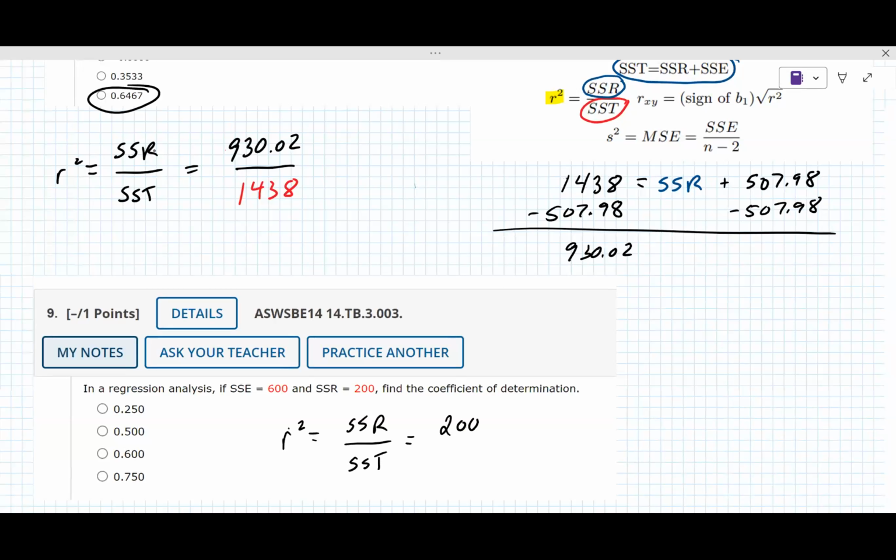You say, okay, I have SSR. How do I find SST? Well, SST is SSR plus SSE. You have the SSE value and you have the SSR value, so this is 200 plus 600. SST is now 800.